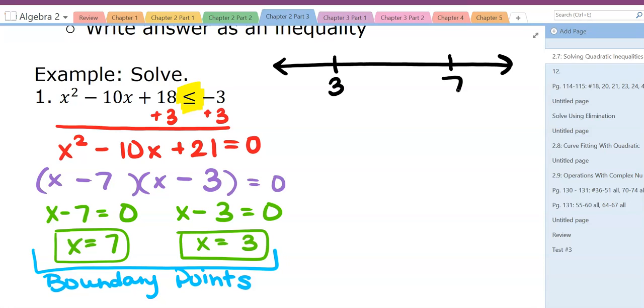So in order to figure out where we shade, right now I've got filled in circles at 3 and 7, because those are solutions, and they're filled in because we have an equal sign in our inequality. But I need to know, where do I shade? Do I shade in between the circles, or does the shading go in opposite directions? So to do that, we have to do some testing.